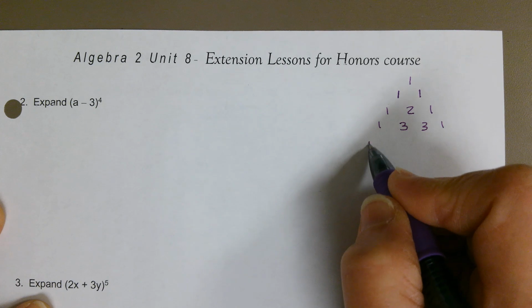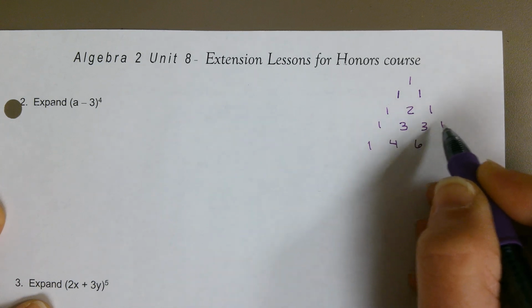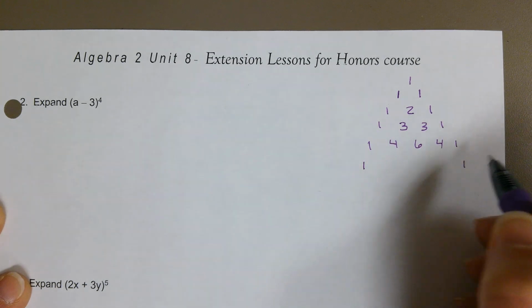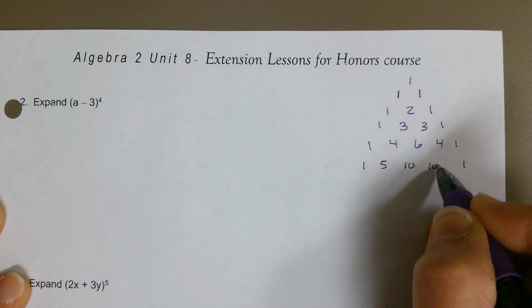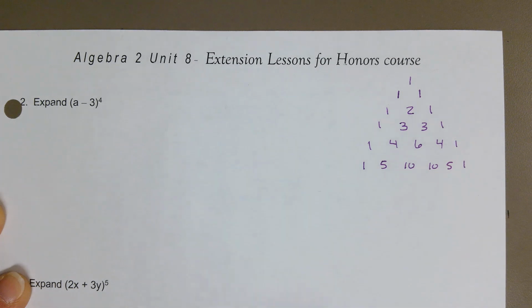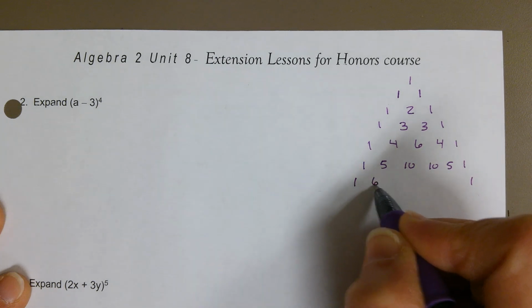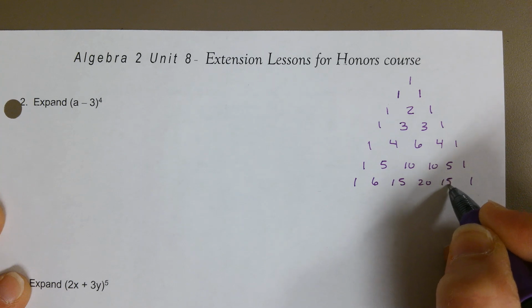Bring down the ones to the outside. 1 plus 3 is 4. 3 plus 3 is 6. 3 plus 1 is 4. Bring down the ones to the outside. 1 plus 4 is 5. 4 plus 6, 10. 10, 5. And I see down here, number 4 at the bottom, we're raising 3x minus 1 to the power of 6, so one more line. 6, 15, 20, 15, 6.